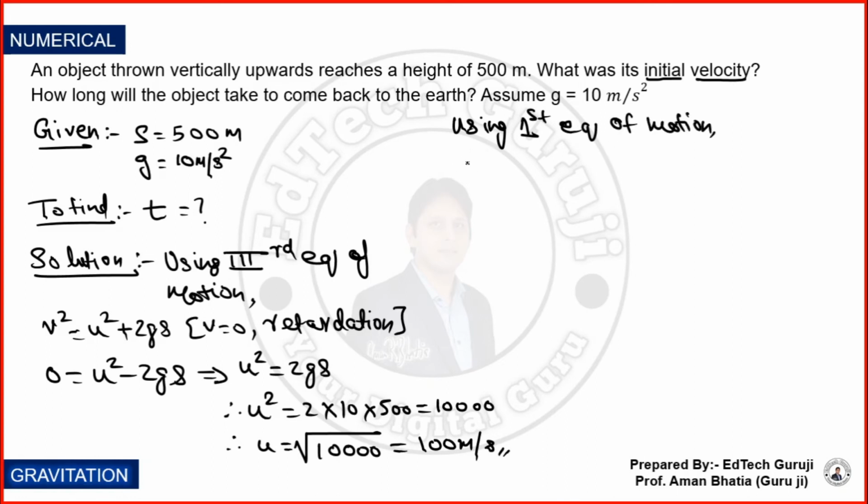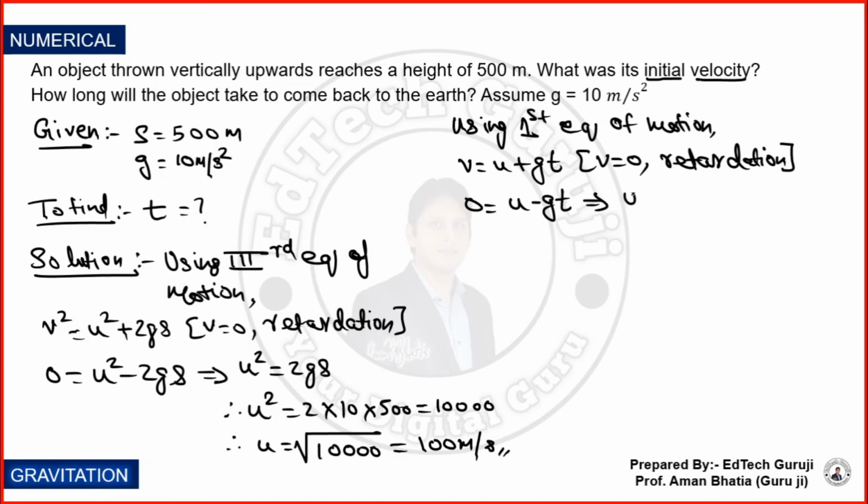So what is the first equation of motion? v is equal to u plus gt. Again here v is equal to 0 and the body is showing retardation. Again, when I am saying it is showing retardation, this plus will become minus. So this becomes 0 is equal to u minus gt. It implies that u is equal to gt. So therefore, let us say this is the time of ascent, when the body is going up. So this is going to be equal to u by g. u is 100, g is 10, 0 cancels 0. So how much did this come? 10 seconds.